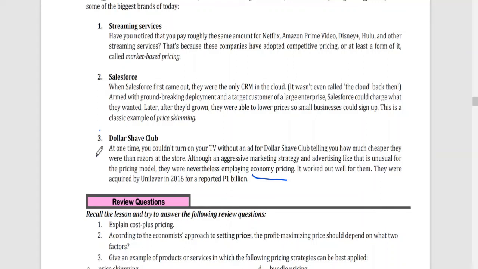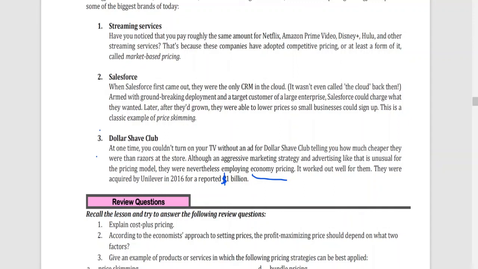So this is a strategy that was adopted by the Dollar Shave Club, and it worked out well for their company. In fact, gipalit gud sila sa Unilever for $1 billion. Okay, I think this is dollars. $1 billion in 2016. Okay, not 1 billion pesos. $1 billion. So that is how successful their company was, diba? That attracted Unilever and bought the company. So their parent company is the Unilever.